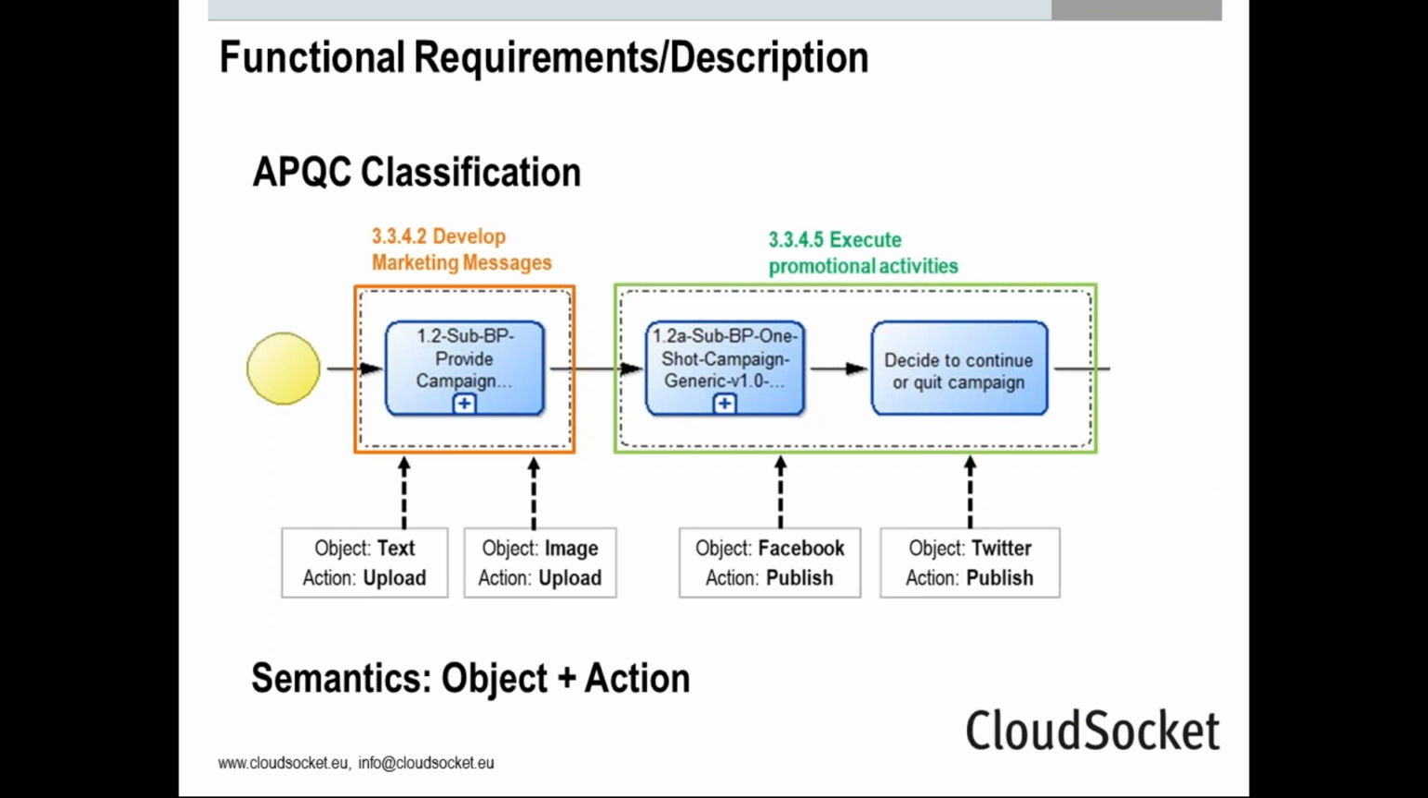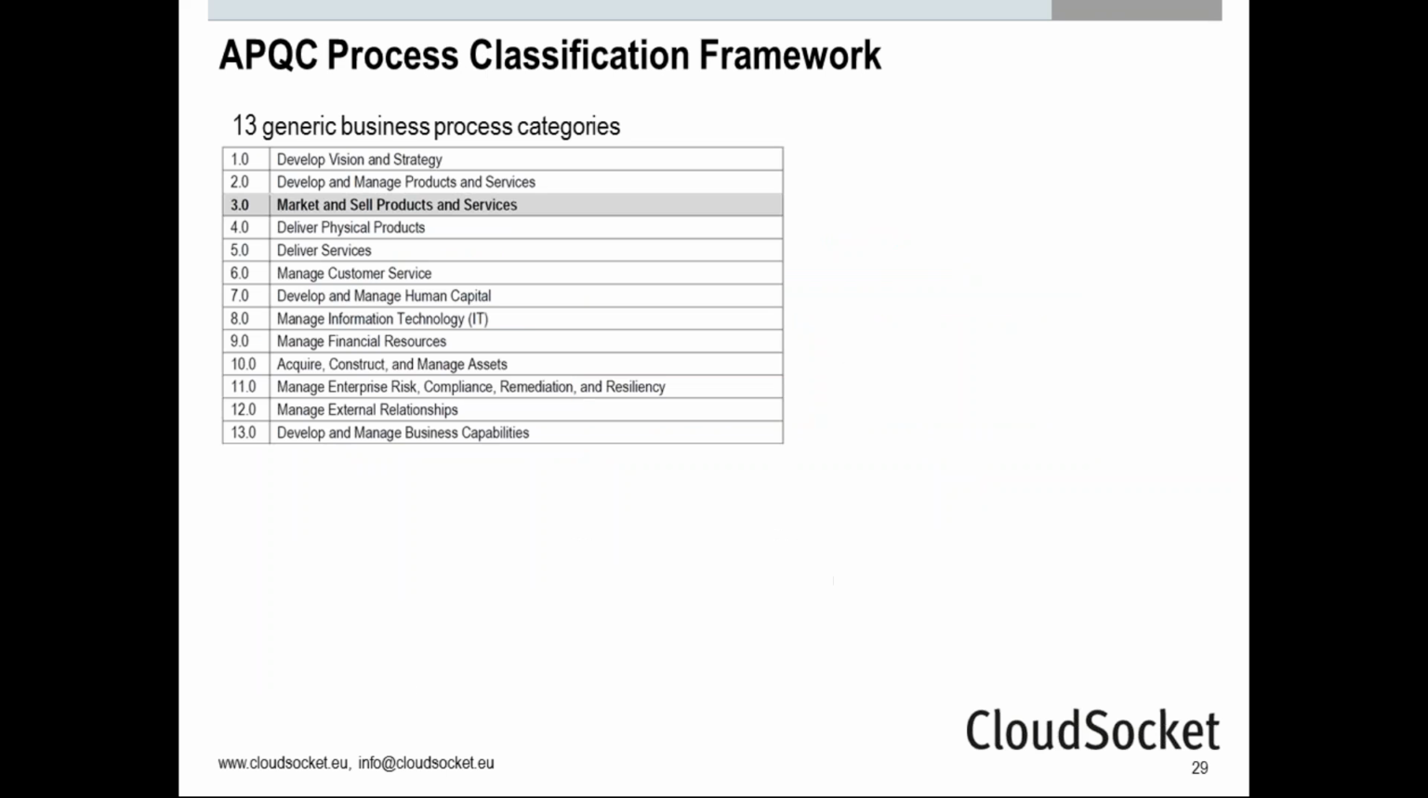Well, the problem now is that typically we do not have in mind all the possible elements of the APQC classification and all the possible actions and objects. And here again we give support. First, a short introduction to the process classification framework from the APQC. It consists of 13 process categories. These are shown here. You see that process category 3 is market and sell products and services.